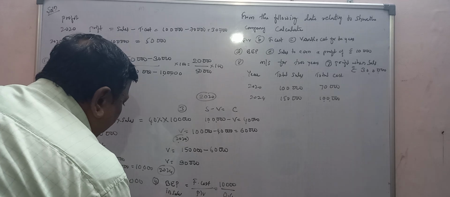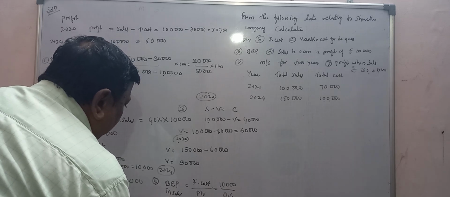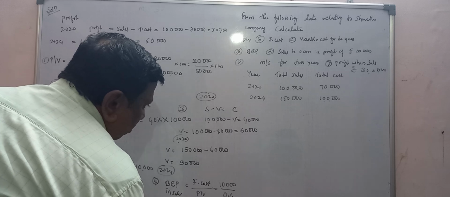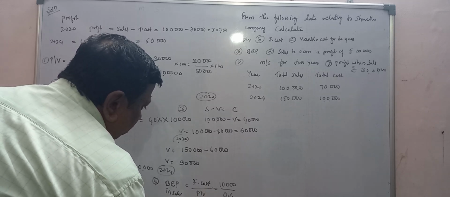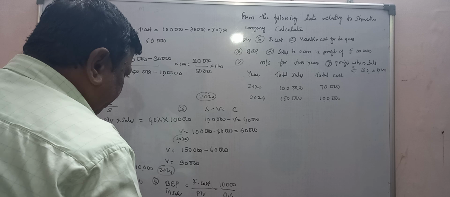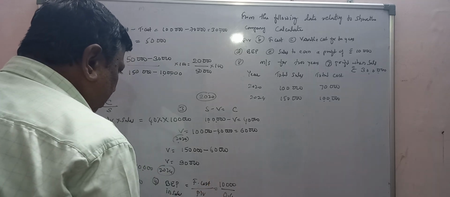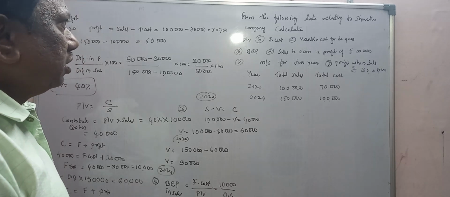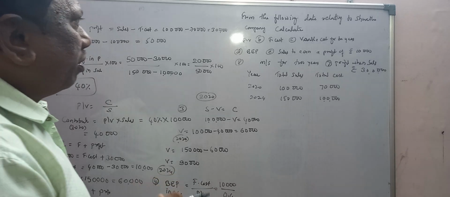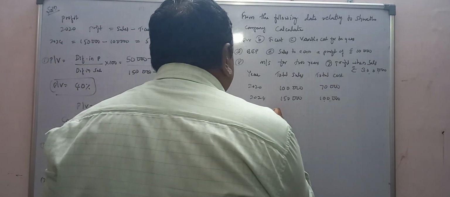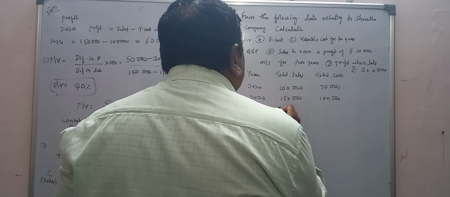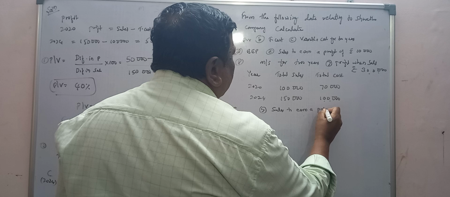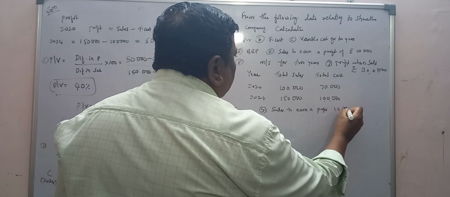So BEP in sales, 40% means what? 25,000. So BEP in sales, that is calculated. Sales to earn a profit of rupees 10,000. So fifth one, sales to earn a profit of 10,000, right?